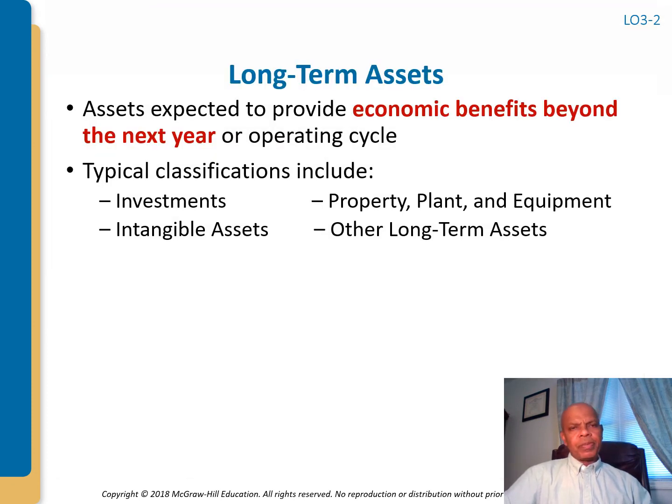This is a long-term asset: an asset expected to provide economic benefit beyond the next year or operating cycle. The typical assets we have are investments, property, plant and equipment, intangible assets, and other long-term assets. We know what intangible assets are, and we know property, plant, and equipment, the tangible assets. Investments, we put money in, we buy stocks and bonds and whatnot. Then we have intangible assets, which are things like goodwill or trademarks.